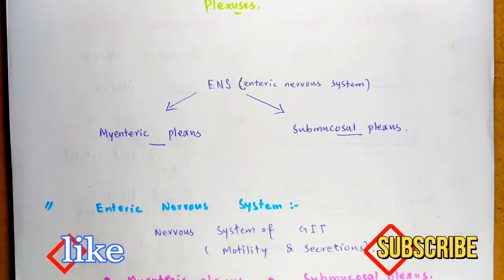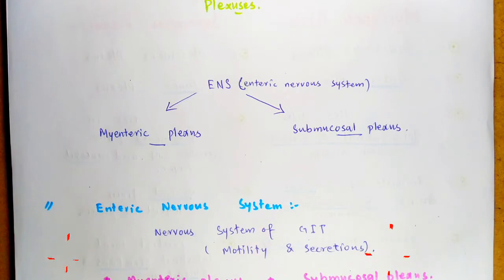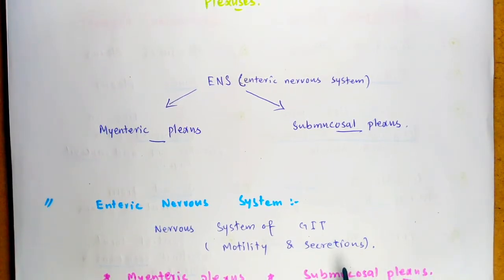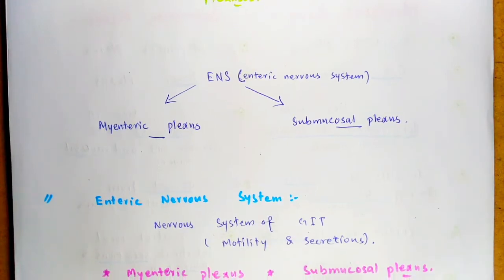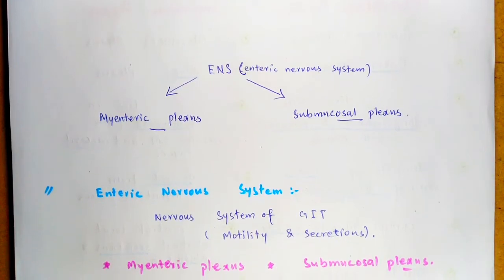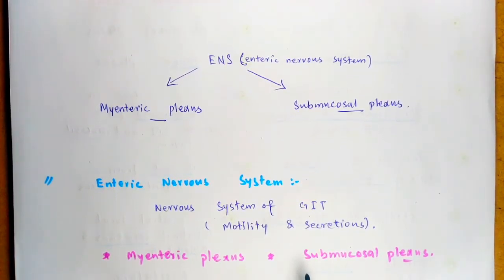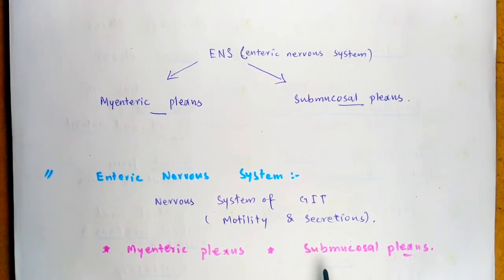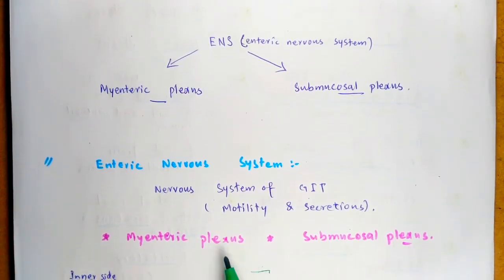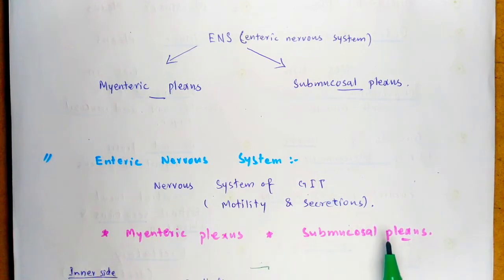The enteric nervous system is a highly developed nervous system, and it is involved in the regulation of local blood flow by controlling the gastrointestinal tract movements and secretions. If we talk about the components of the enteric nervous system, the principal components are two networks or plexuses which are embedded in the wall of the GIT. These are called the myenteric plexus and the submucosal plexus. So the enteric nervous system is composed of the myenteric plexus and the submucosal plexus.